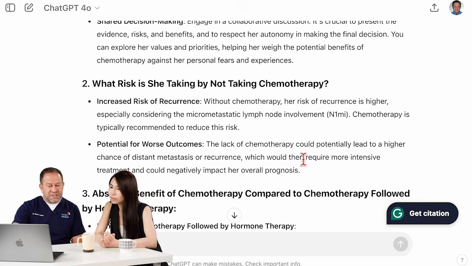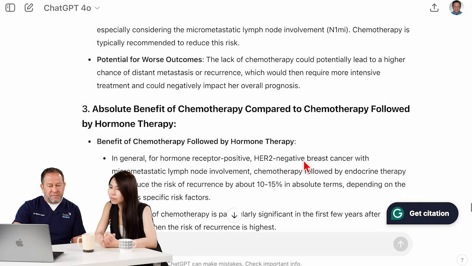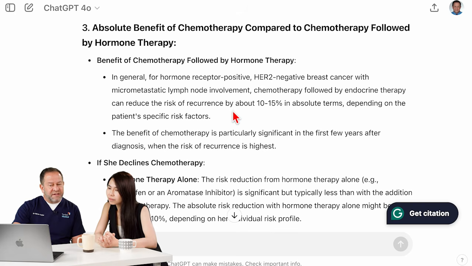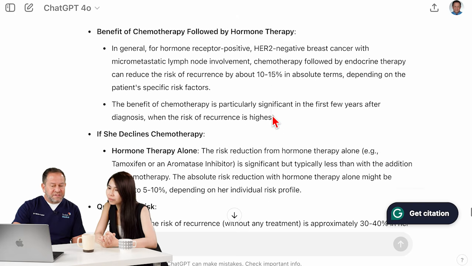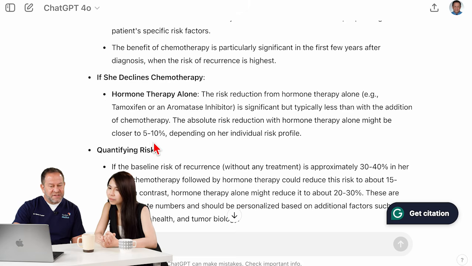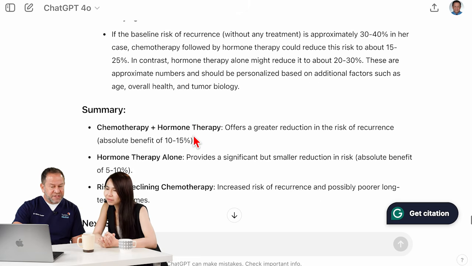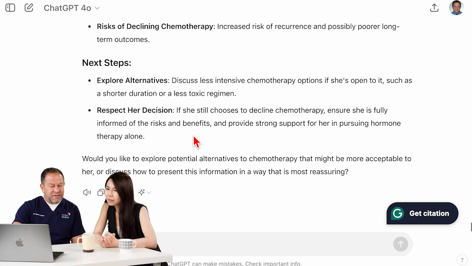And what risk is she taking? Is it the absolute benefits here? They're saying the risk of recurrence difference is about 10 to 15%. If she declines chemo, it might be a 5 to 10% reduction in the risk, and how to quantify the risk. So it gives both the doctor and the patient some framework for understanding what they're giving up.